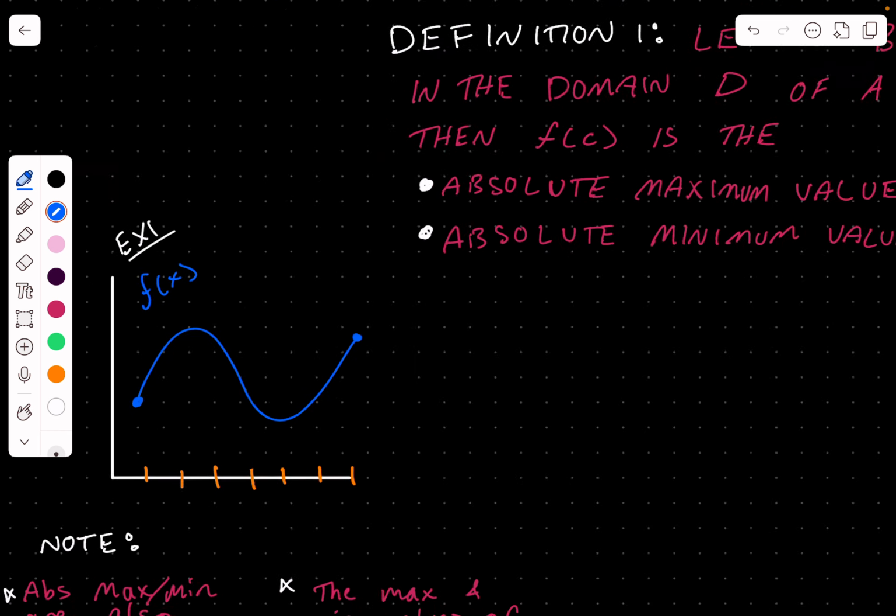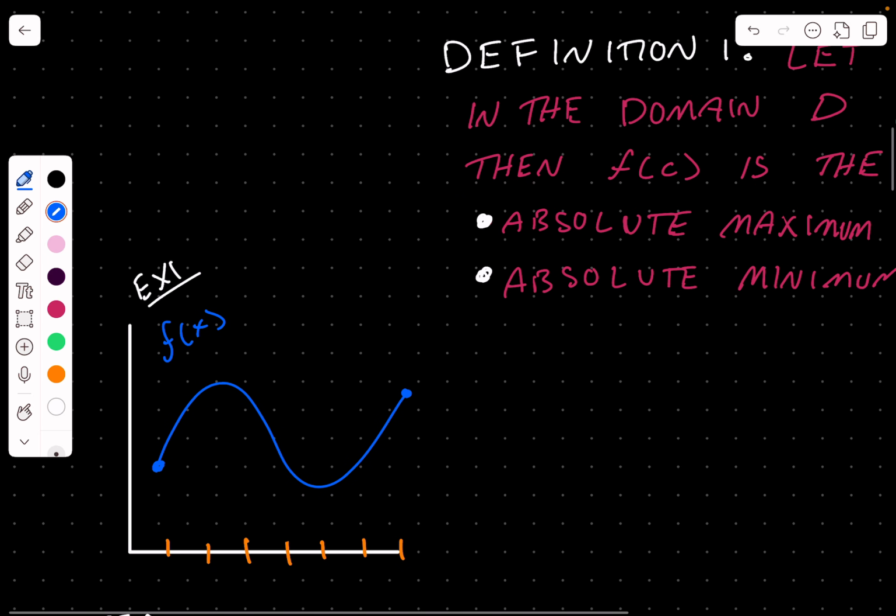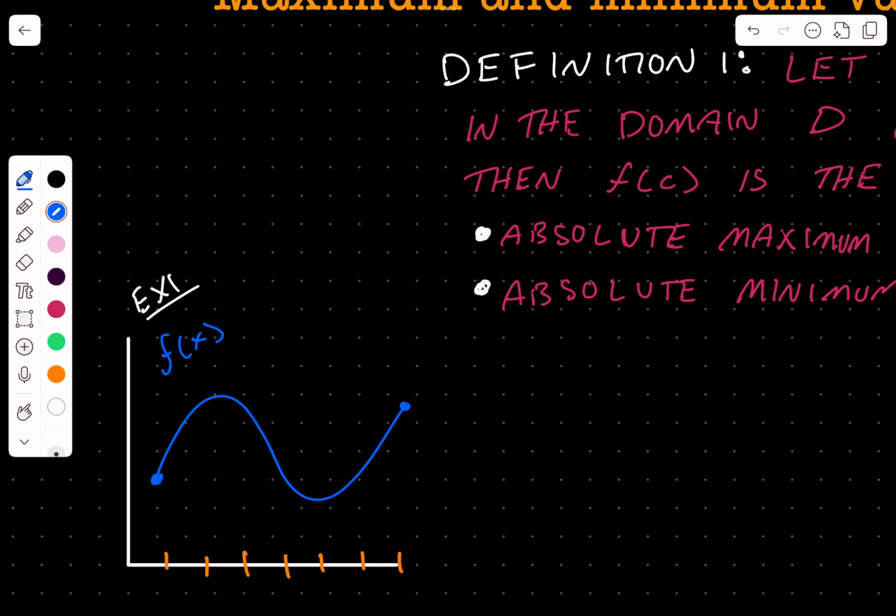So let's take a look at this example. Example 1. In this example, just by looking at it, we can tell that this is our absolute maximum value because that's the highest point in this function, right? So here would be our absolute max. And then where's our absolute minimum? It's down here. And it's the absolute min and max because we have these closed circles or closed points that indicate that this is an interval.